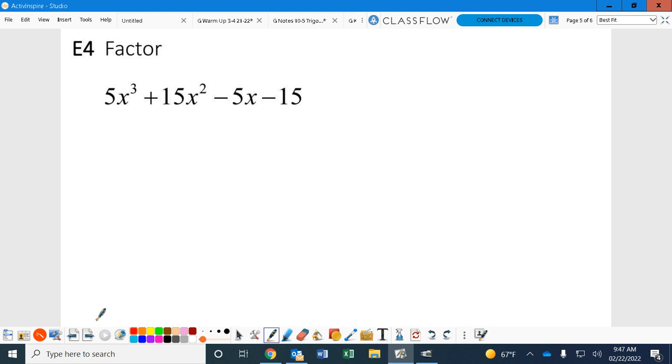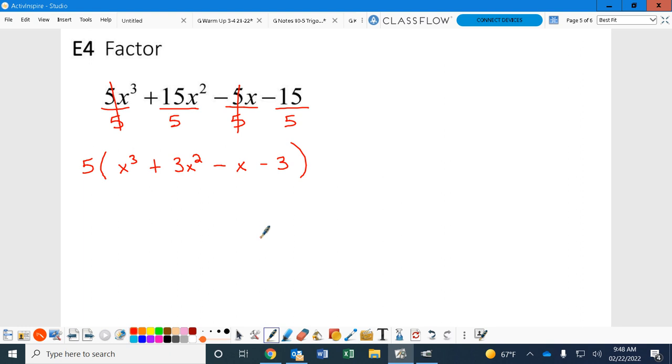Guys, you should be able to tell me this immediately. These numbers should be easy. What goes into all of these? A 5. So take and divide all of them by 5. That means I'm going to have a 5 out in front, a parentheses, and then I'm going to simplify all these. When I simplify all these 5's cancel out, and I'm left with just x to the third plus 15 divided by 5 is going to put me at 3x squared minus the 5's cancel out here, and all I've got is x. And then minus 15 divided by 5 is going to be minus 3.